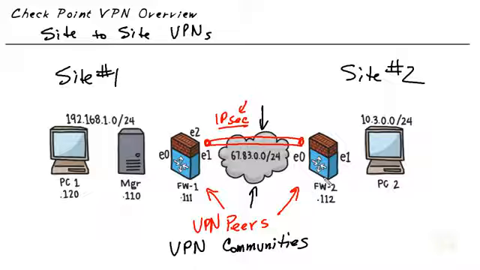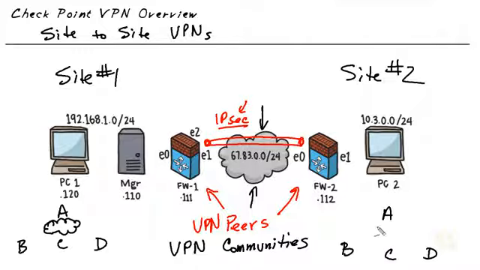However, we may have more than just two firewalls, two gateways that are going to be part of the same VPN community. Maybe we have 4 sites. Let's call it site A, B, C, and D. And let's also imagine that each of those locations has a single connection over to the internet, and they also have a default route that uses the internet. When we build our VPN tunnels, we could do a full mesh.